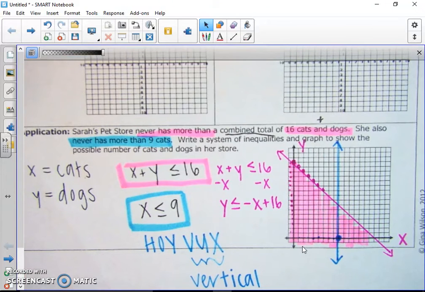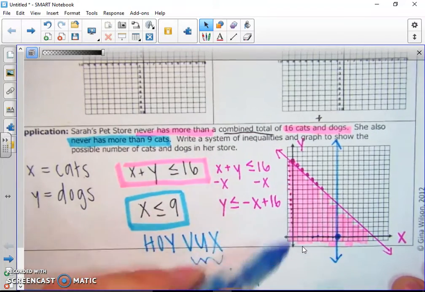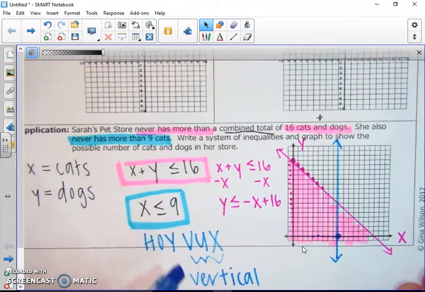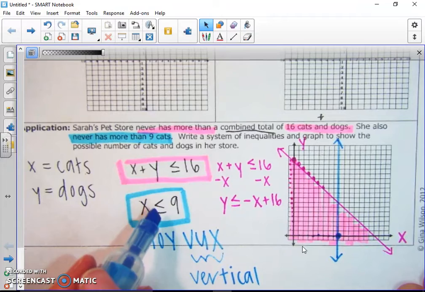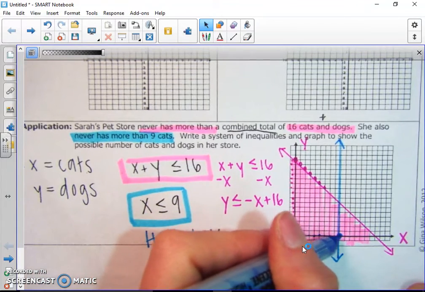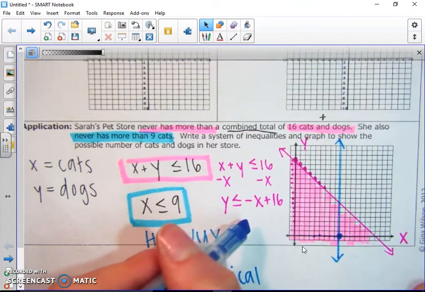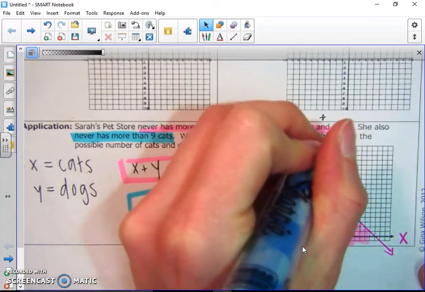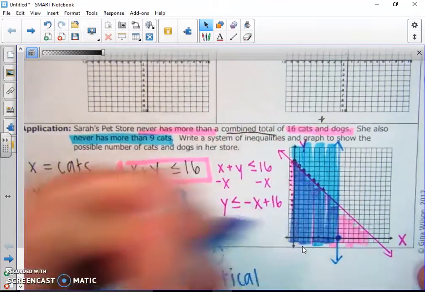They say X is less than or equal to 9. We can't really shade above or below because it's a vertical line. We shade where the values are less than 9. So the x values that are less than 9 are to the left of this line. So we're going to shade everything to the left of this line.